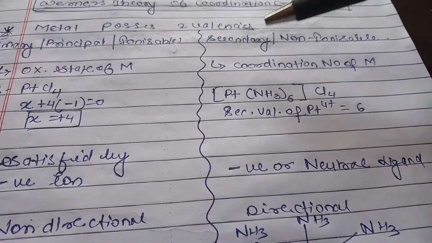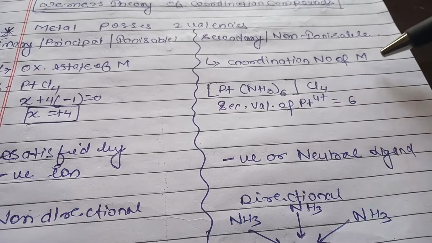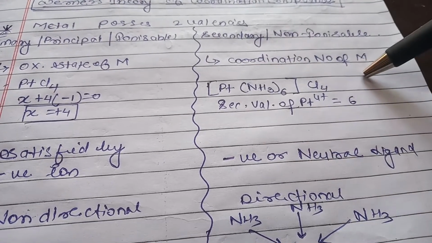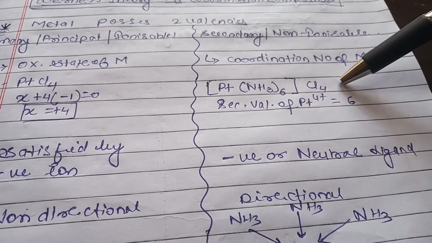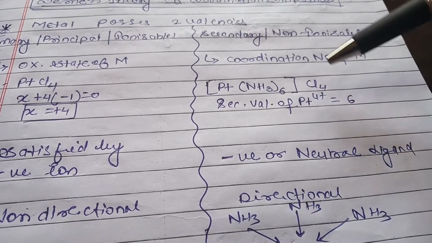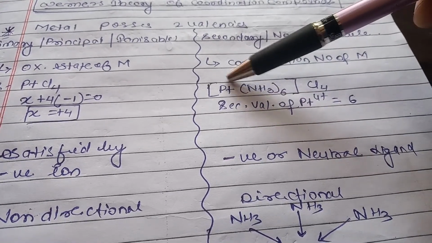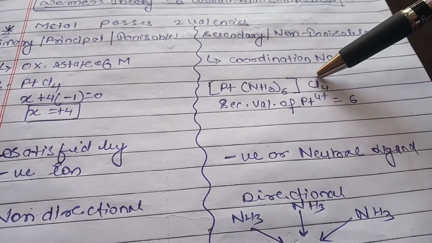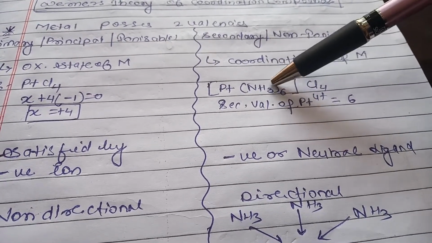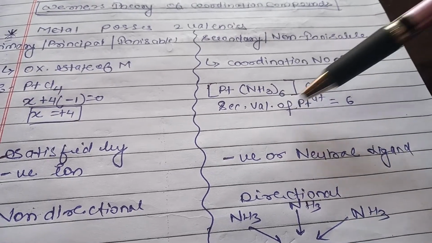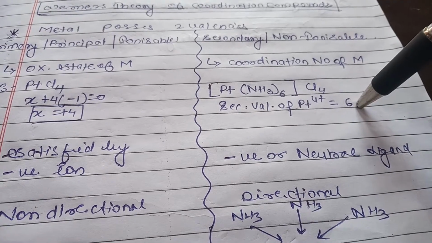Now comes the secondary valency. Secondary valency is actually the coordination number of the metal. Say, for example, I have a complex over here, that is [Pt(NH3)6]Cl4. Here we know that the coordination number of the metal is stated by the number of ligands surrounding the metal. It has nothing to do with the anion. As we have 6 ligands over here, the secondary valency of [Pt(NH3)6]4+ comes out to be 6.